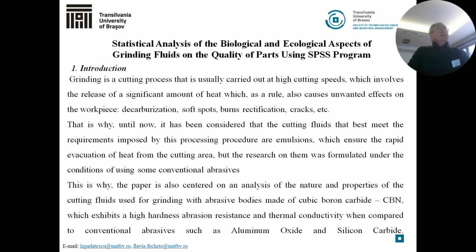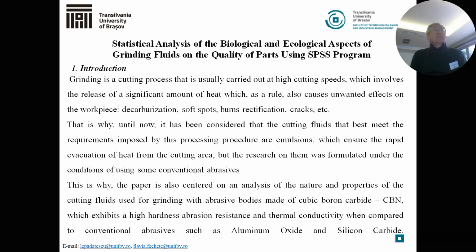As an introduction, grinding is a cutting process that is usually carried out at high cutting speeds, which involves the release of a significant amount of heat, which, as a rule, also causes unwanted effects on the workpiece: decarburization, soft spots, burns, rectification cracks, etc. That is why, until now, it has been considered that the cutting fluids that best meet the requirements imposed by this processing procedure are emulsions, which ensure the rapid evacuation of the heat from the cutting area.